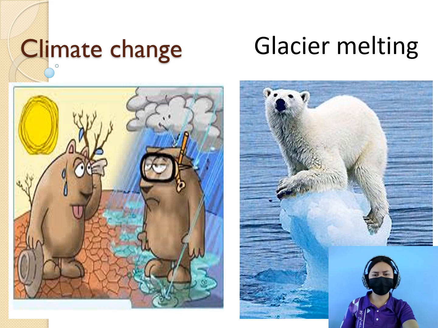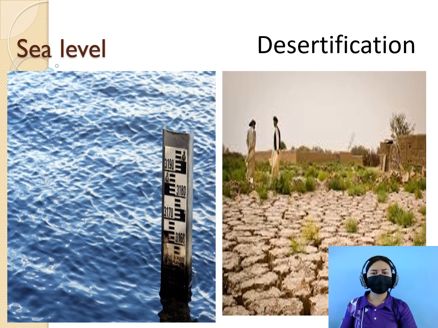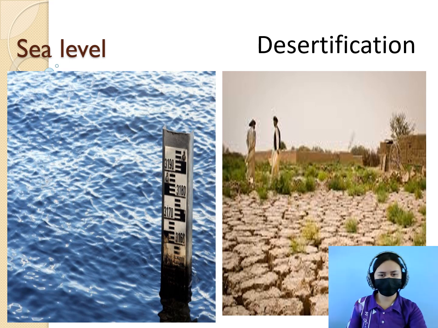Glacier melting. Sea level. Desertification. You see on the picture, it's so dry. The soil is so dry. It looks like a desert already. No water, drought. That's a problem.